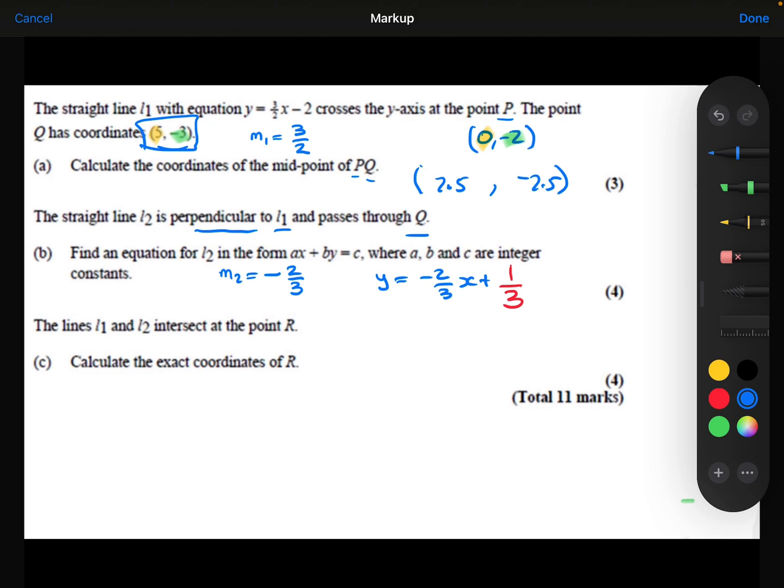We can simplify this by multiplying everything through by 3 to get 3y equals minus 2x plus 1. And I'm going to add 2x to both sides. And now this is in the form that the question asked for.